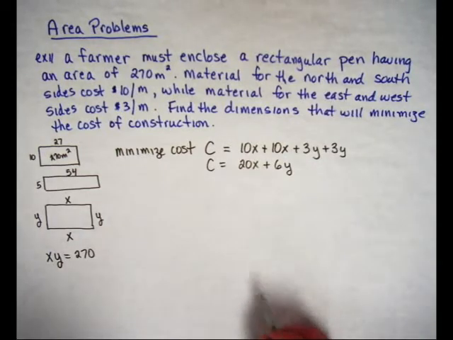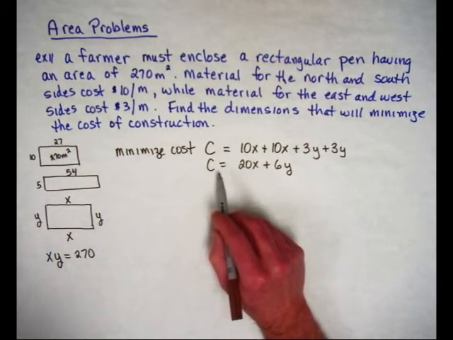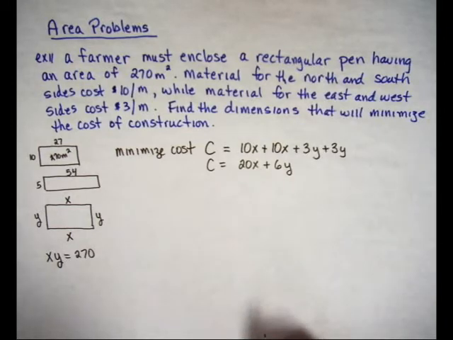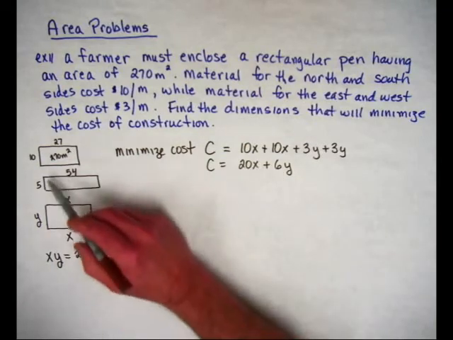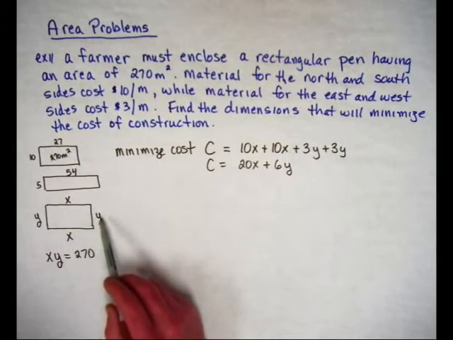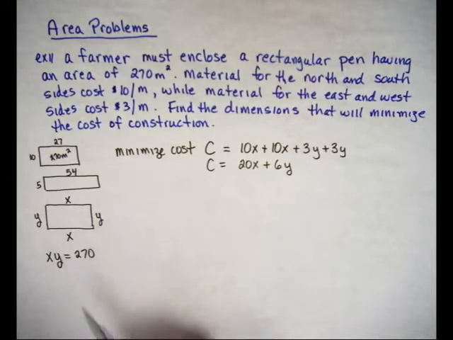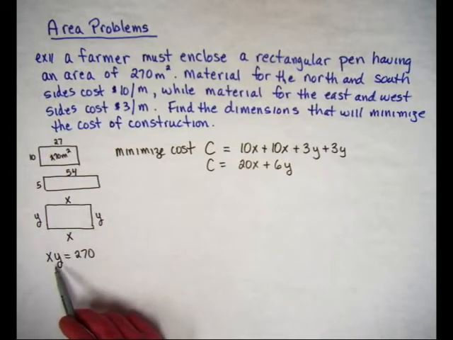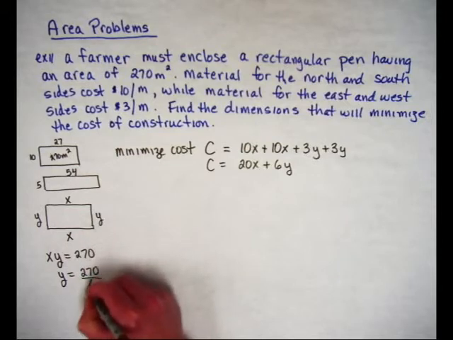Now when you're doing an optimization problem, you're going to have to differentiate this function. So your function has to be a function of a single variable. We need to determine what the cost is as a function of, let's say, just x. So something is linking the x and y together, and what's linking them together is that the area has to be 270. Whatever you choose x to be, you can't just randomly pick a number for y. The number for y is going to have to be whatever gives you a product of 270. So I'm going to isolate the y in this formula. The y is just going to be 270 over x.